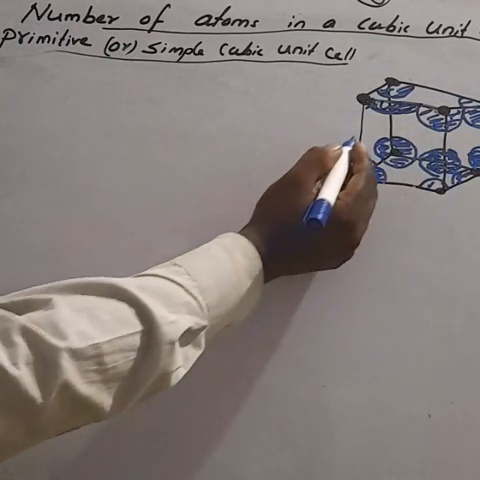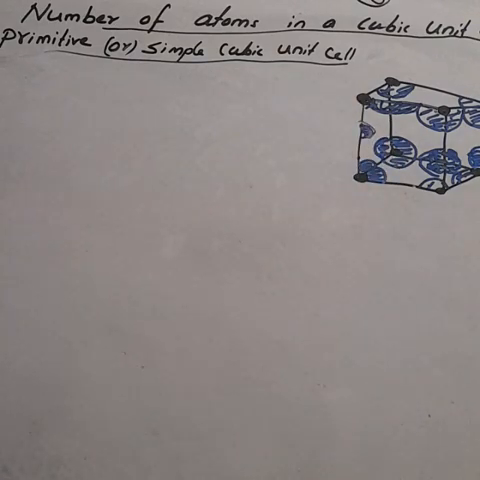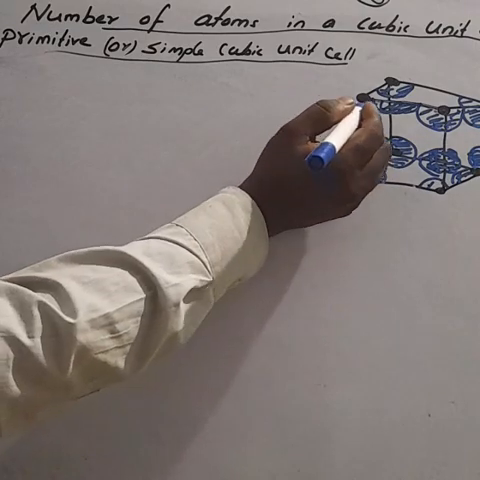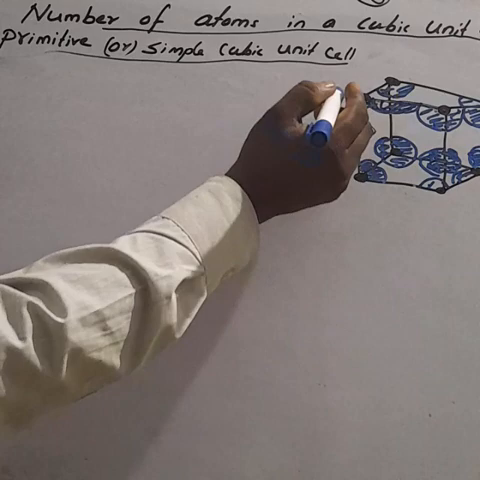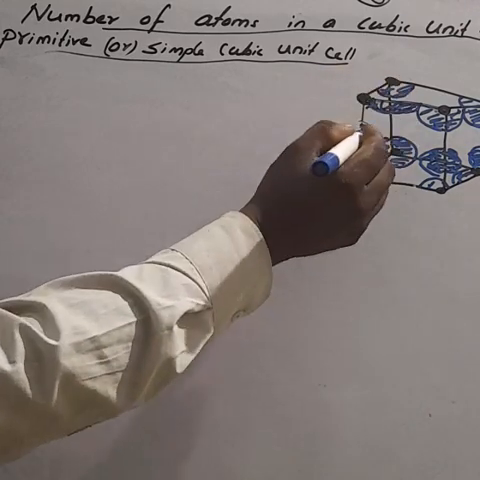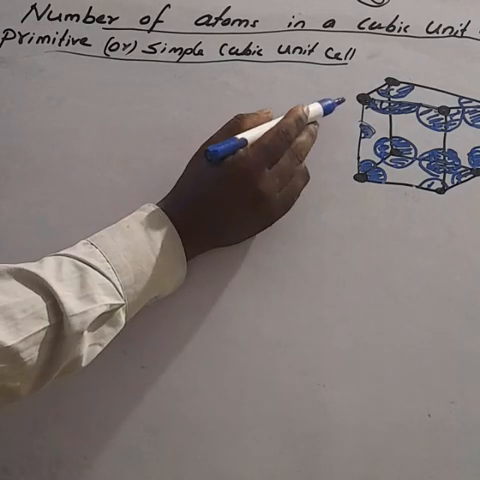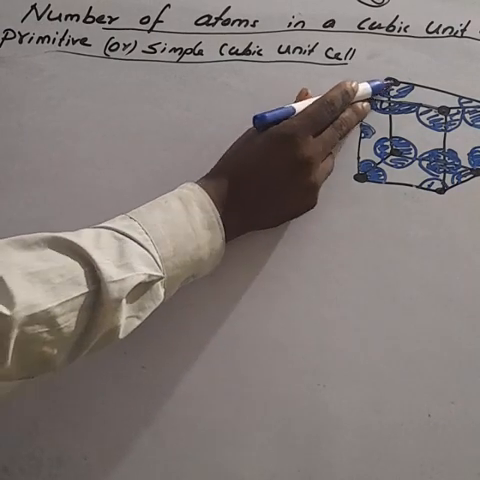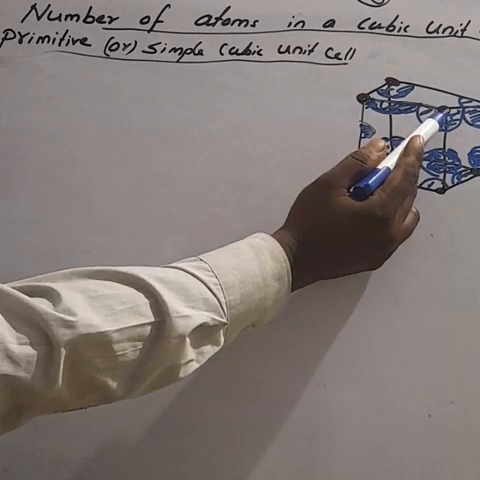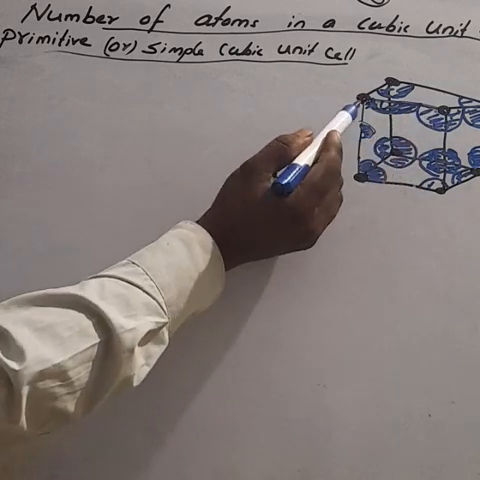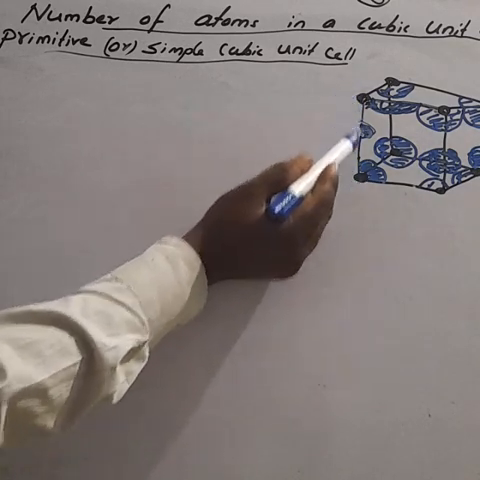First, how can you find the coordination number? Suppose I am taking one atom here. This atom is connected with other atoms. Which are the possibilities for connecting to other atoms? This atom can connect to this atom. Am I right? This also can connect to this atom. Here also it can connect to this atom. This is for one cubic cell.